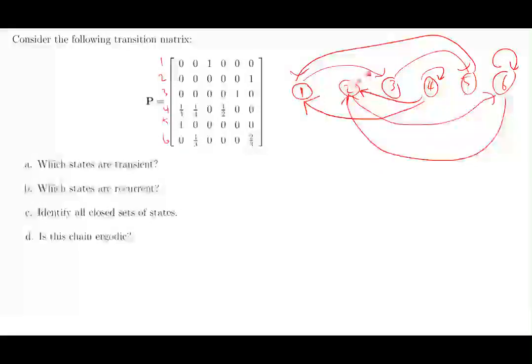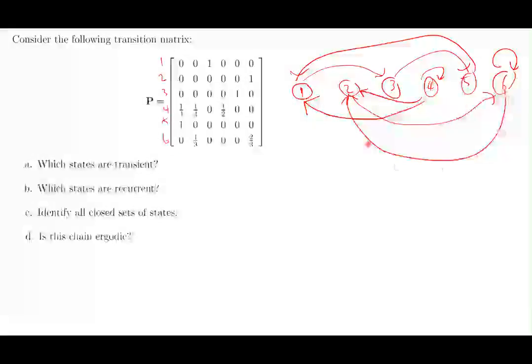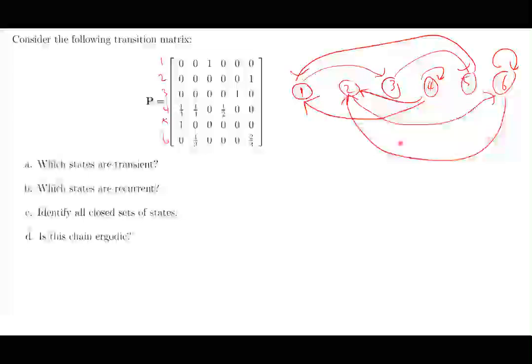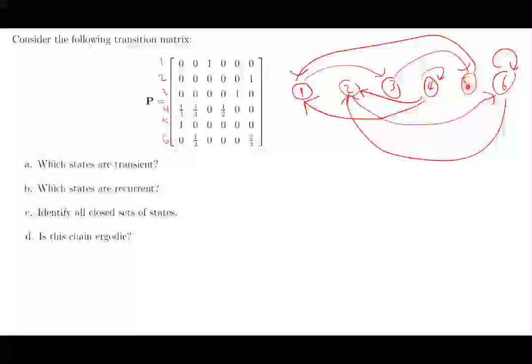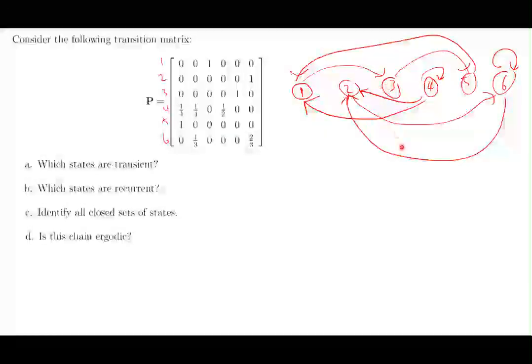Let's look at state 2. I'm going to end up going to 6. Then I can come back to itself, right? So if I leave 2, I go to 6, and I come back to it. Let's get state 3. If I leave state 3, I can go to 5, and then I can come back to 1, and then come back to 3, right? So this state 3 is recurrent.